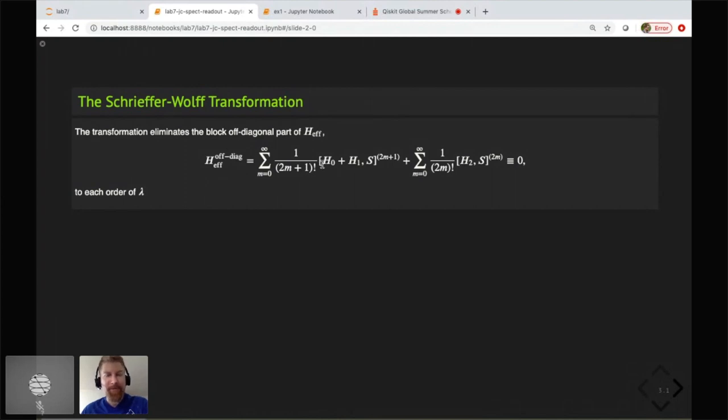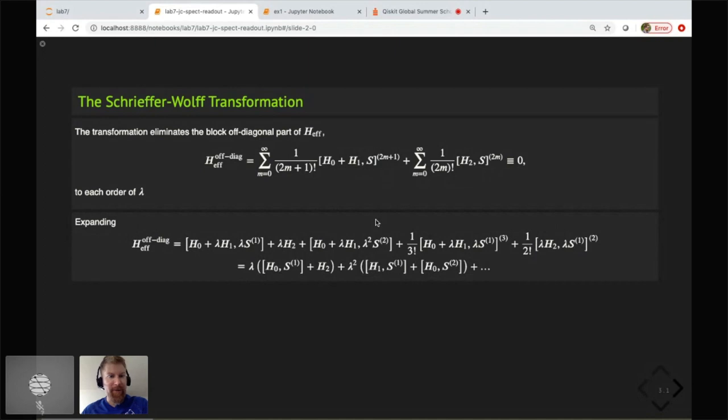So what that means is, because we know H naught is diagonal and H1 is block diagonal, this matrix H0 plus H1 is going to be block diagonal. Then it is going to be commutated with a block off-diagonal matrix S, and we can see that any odd order of that is going to be block off-diagonal, which means this is exactly the term we want to get rid of. So we know the combination in these brackets will always be block off-diagonal because it's the odd order of this generalized commutator. Likewise, we have a block off-diagonal matrix H2, along with our block off-diagonal matrix S, and any even order of that commutator is going to be block off-diagonal as well. So that will also be set equal to zero.